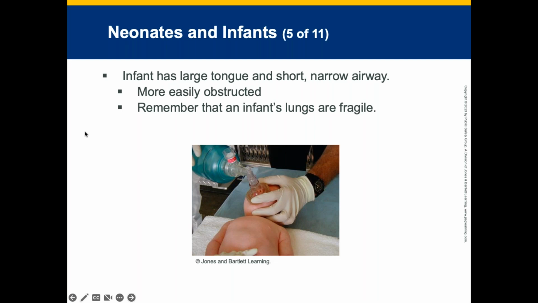For bag valve mask ventilation, remember that infants' lungs are fragile, so we don't want to do too forceful ventilations. This can result in trauma from pressure, or what they call barotrauma. So as we ventilate, once again, what you look for is going to be chest rise, right? If you overventilate, we can actually pop lungs and cause a pneumothorax. Not something that we want to happen.